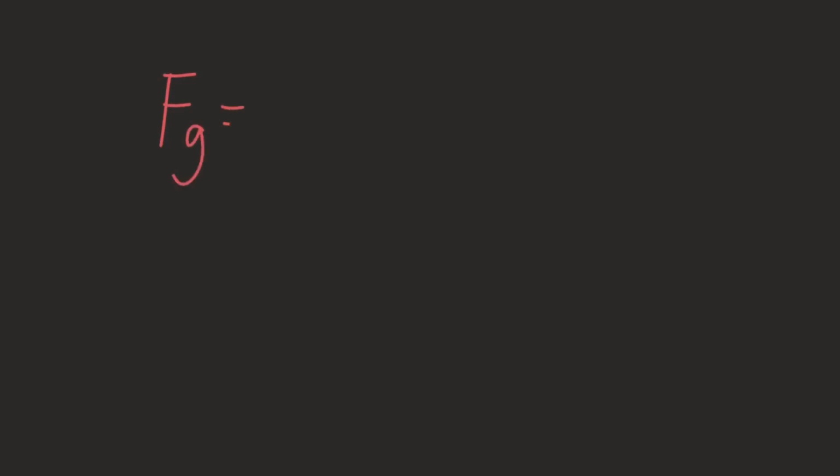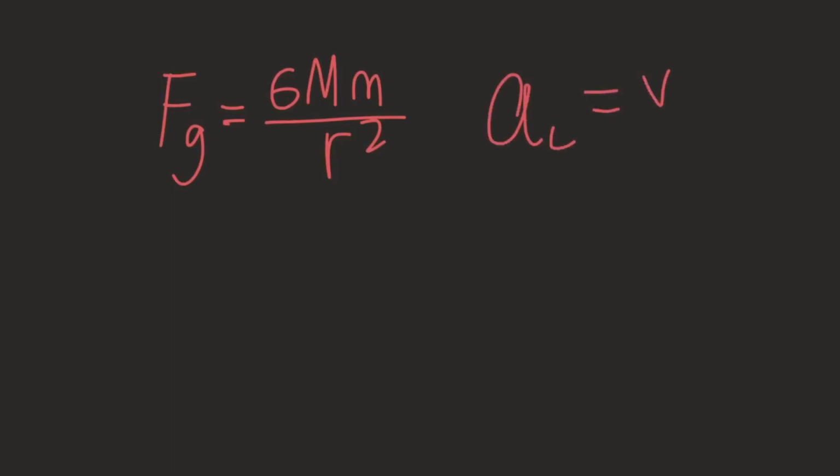The force of gravity is equal to G, big M, little m. Now this is a replacement of the original equation which had m1 and m2, but we're using big M as the central object and little m as the entity orbiting around it. Then we consider the centripetal acceleration equation. AC equals velocity squared over r.